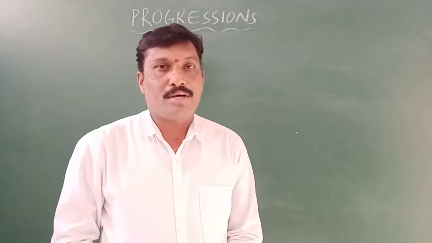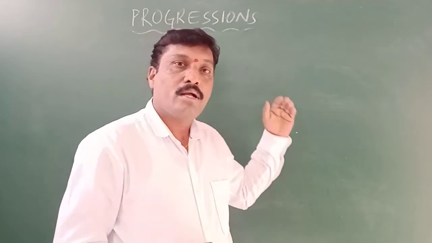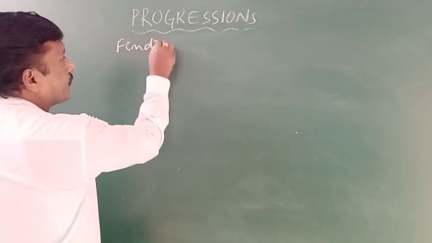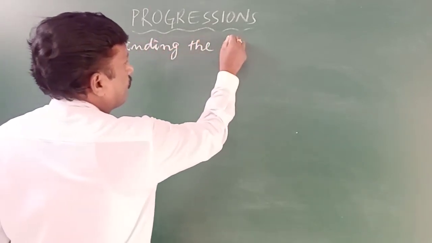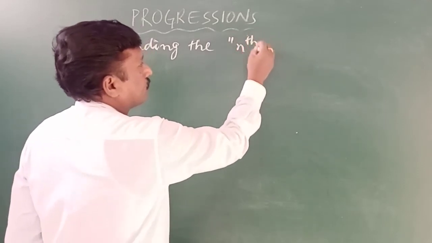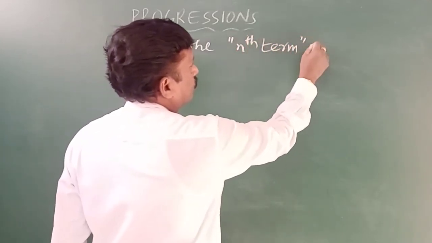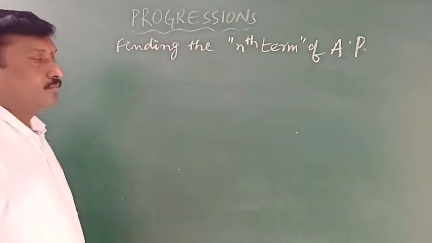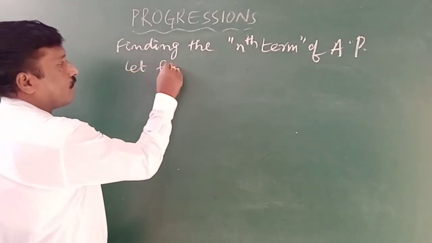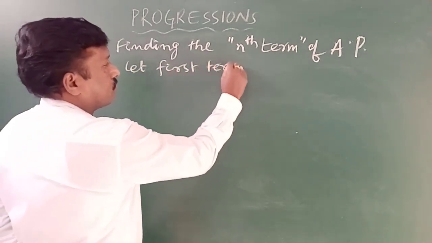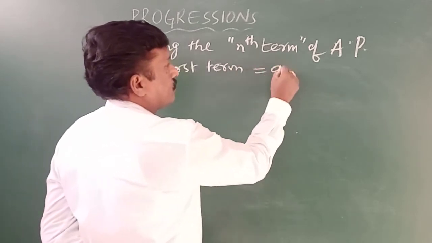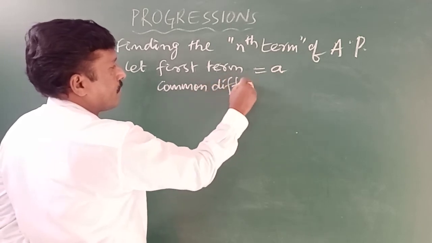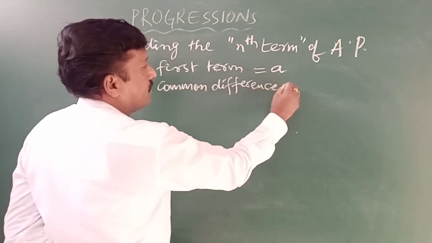Now let us find out the common principle for the nth term. So you are going to find the nth term of an arithmetic progression. Let the first term be a and the common difference be d.